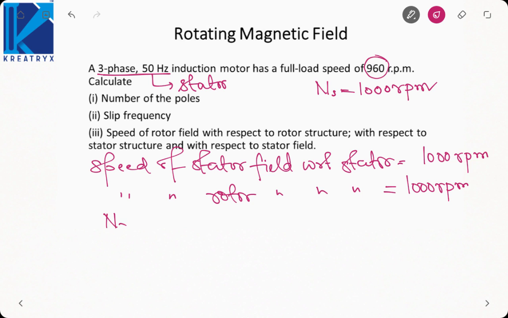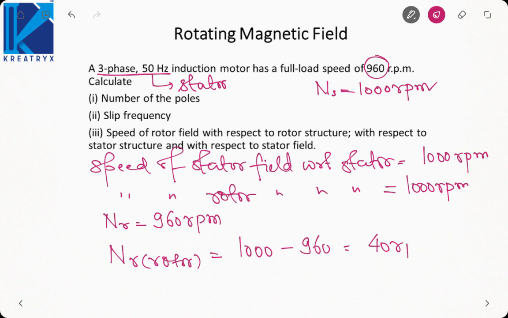Now we know rotor speed is actually 960 RPM. So what is speed of rotor field with respect to rotor? It is actual speed 1000 minus reference speed, that is 960, 40 RPM. So speed of rotor field with respect to rotor is 40 RPM. With respect to stator is 1000 RPM. With respect to stator field, as we know both fields should be stationary with respect to each other, this shall be 0. Both fields should not have any relative motion for steady torque production.